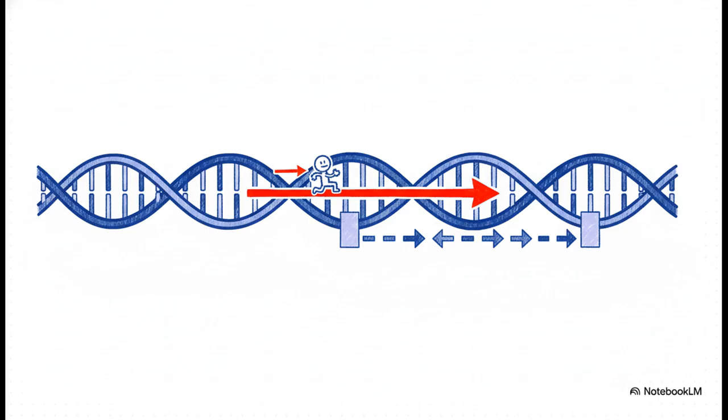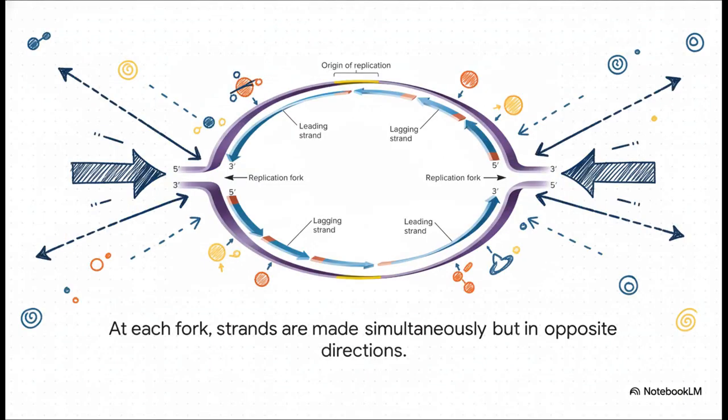But the lagging strand, that's the tricky one. It has to be built moving away from the fork. So to solve this puzzle, it's synthesized in a series of short little chunks called Okazaki fragments. And each one of these fragments needs its own brand new RNA primer to get started. This slide really gives us the big picture. And remember, we've got 2 of these replication forks moving out from the origin.